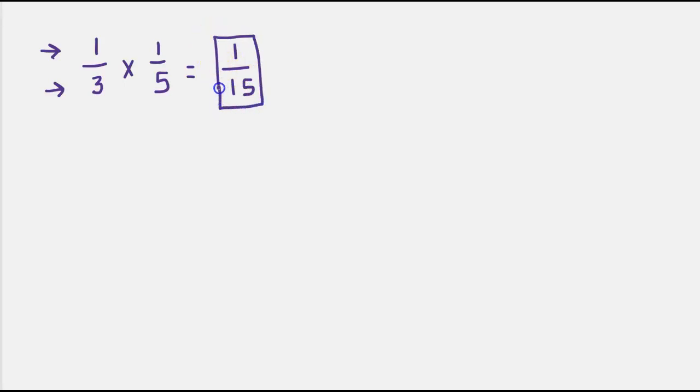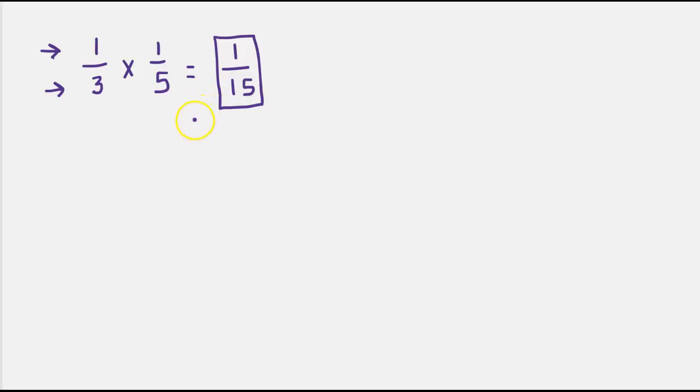So let's say I have 1/3 times 1/5. All I have to do and remember is that I multiply straight across. I don't have to find a common denominator with multiplication. So 1 times 1 is 1, and 3 times 5 is 15. So it sounds easy, and it is easy. It's pretty simple.